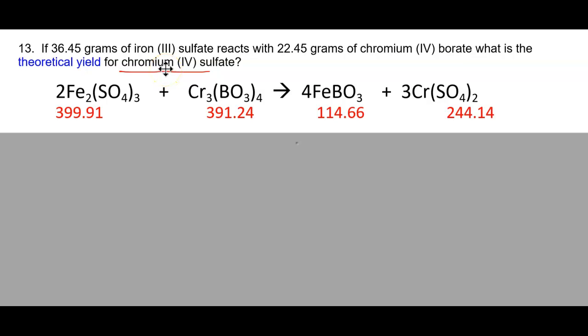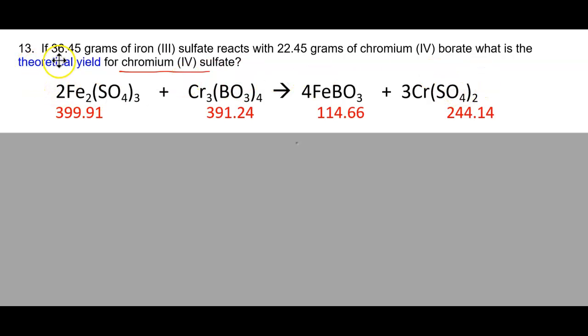Limiting reactant, excess reactant, and percentage yields problems. Example 13. We have a balanced chemical equation, the same one we used for example 12, and we have the molar masses listed below. It says if 3645 grams of iron sulfate and 2245 grams of chromium borate, what is the theoretical yield of chromium sulfate?